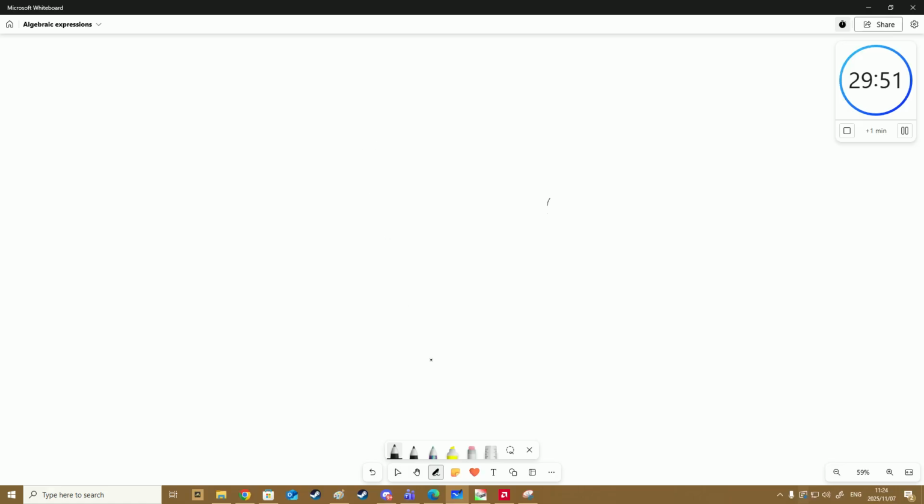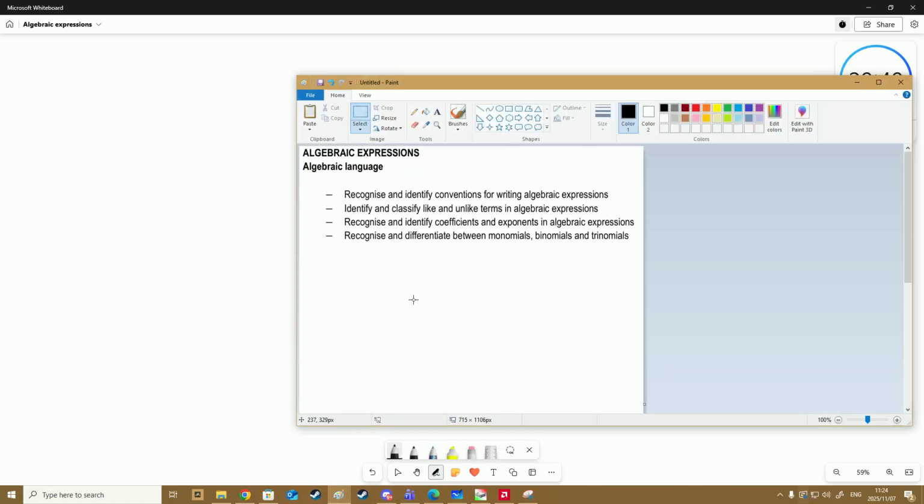So at the end of this lesson, hopefully you'll be able to speak the algebraic language, and this involves recognizing and identifying conventions for writing algebraic expressions, identifying and classifying like and unlike terms in algebraic expressions, recognizing and identifying coefficients and exponents in algebraic expressions, and recognizing and differentiating between monomials, binomials, and trinomials.